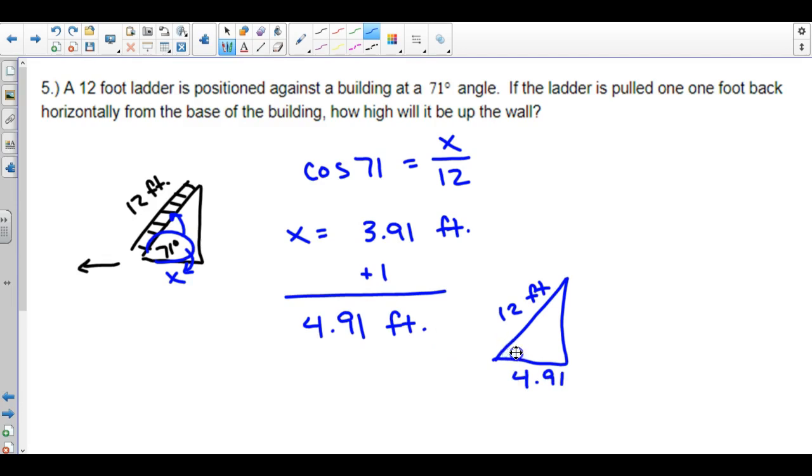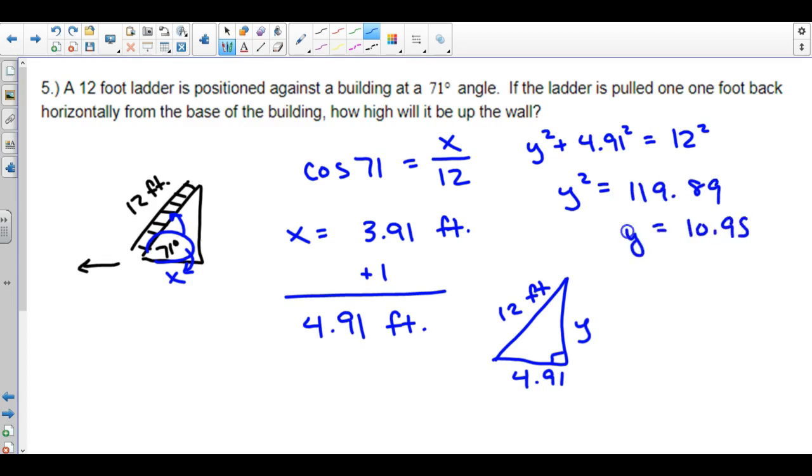The angle is different, but we actually don't care about the angle, because if I know 2 of the 3 sides of my right triangle, I can use the Pythagorean theorem and solve for that value. So I'm going to say y squared plus 4.91 squared equals 12 squared. And in the calculator, I'll take my 12 squared minus 4.91 squared, and then I'll square root that answer. So that ends up being y is 10.95 feet. So what that means is that at the very end of the day, after I slid this ladder back, it is 10.95 feet up the wall.